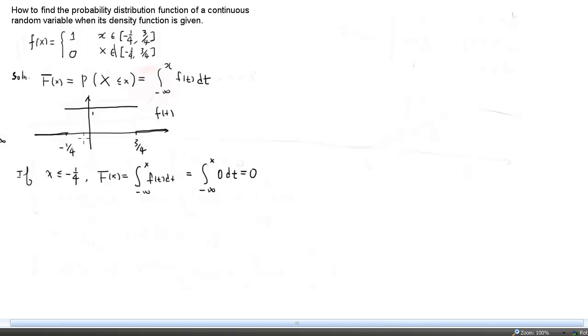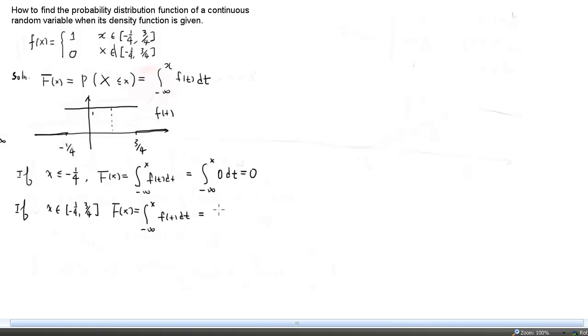Now, if x moves into this interval, then we have a different function, or we have a little bit more than 0. And in fact we have to split the integral into 2. So if x is located between negative 1/4 and 3/4, somewhere in the middle, then of course our definition has not changed. It's the integral from negative infinity to x of f(t) dt.